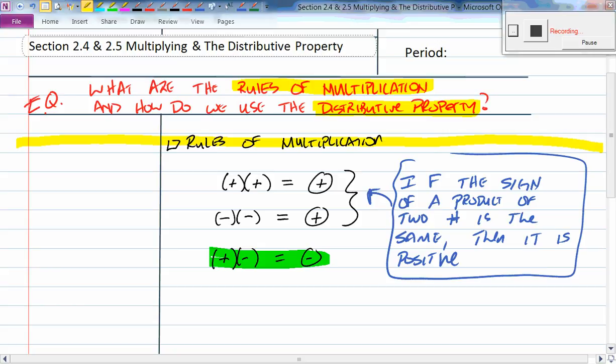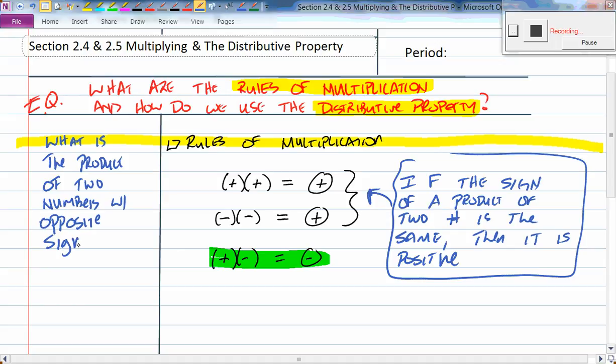What sign will you get if you're multiplying two different signs? Oh, okay, I like that. That's a good one. Can I paraphrase for you? What is the product of two numbers with opposite signs? That's a great level 1 question, right? What's the product of two numbers with opposite signs? What's the answer? Negative. Very good. Negative. Awesome.